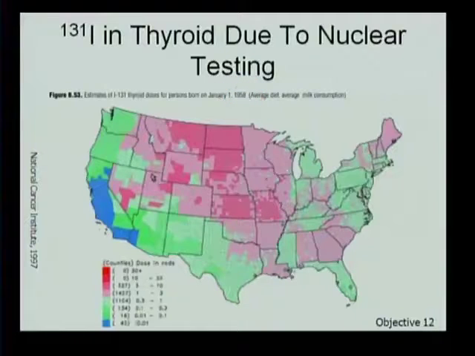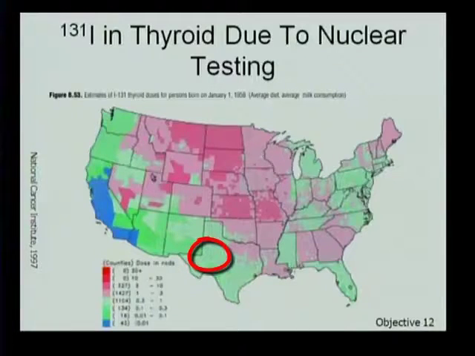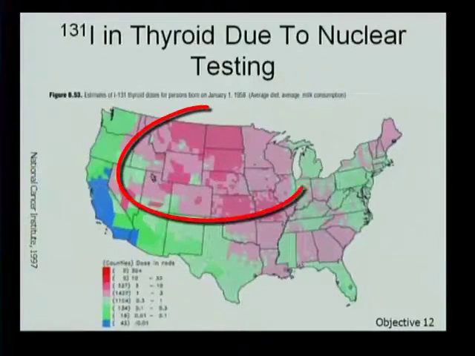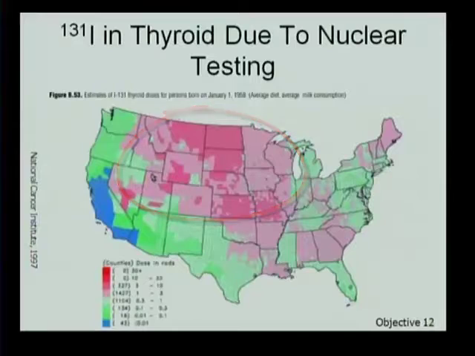So at that time, the area I was born happens to be in one of the green areas, and so I didn't get a large exposure to environmental radioactivity. But people who were born and grew up and were drinking milk in the areas that are shown here in red got a huge exposure to iodine-131, radioactive iodine, from above-ground nuclear testing during that time.